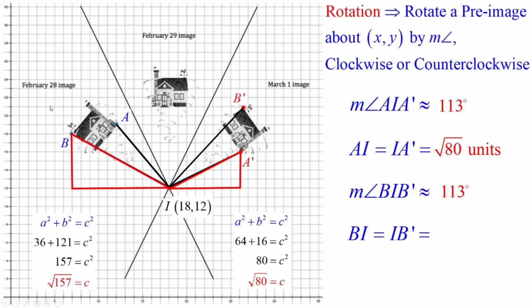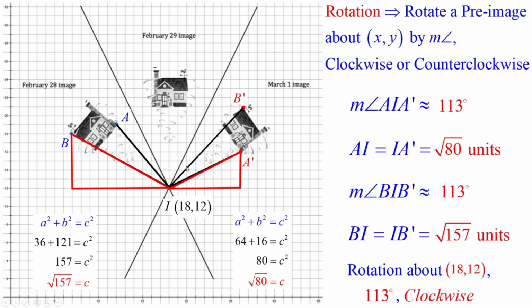Now, when I did that on the other one, it wasn't exactly perfect, and again, I'm going to conjecture it's because this is not a perfectly square grid. But I got the square root of 157 units right there. And we're doing a rotation about point I, which is 1812. And which way are we rotating every time? Clockwise, 113 degrees. There you have it.